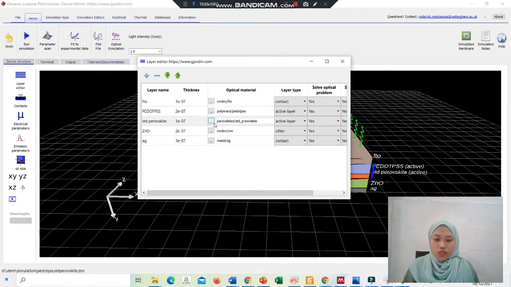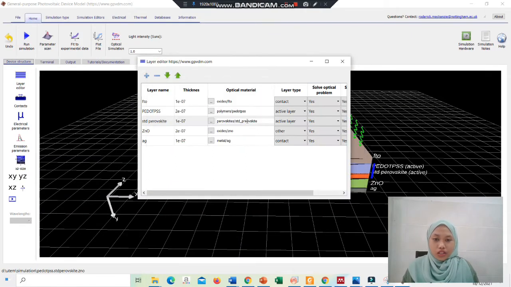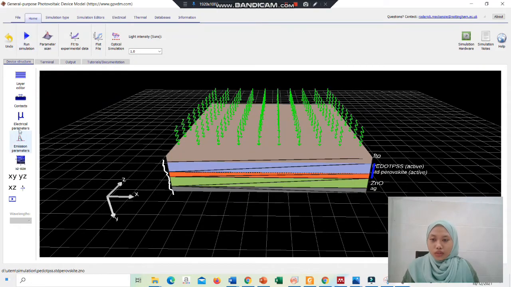The simulation starts with 4 types of perovskites, which are cesium lead iodide, methyl ammonium lead iodide, methyl ammonium tin iodide, and methyl ammonium lead. So we fix the other layers and we vary the perovskite. So we run.